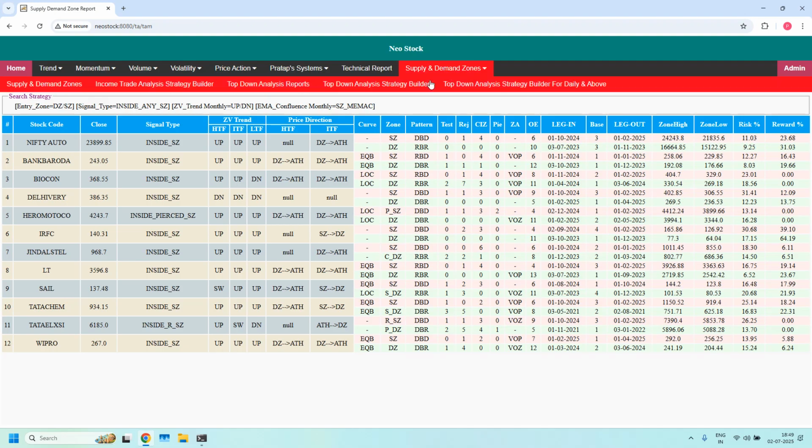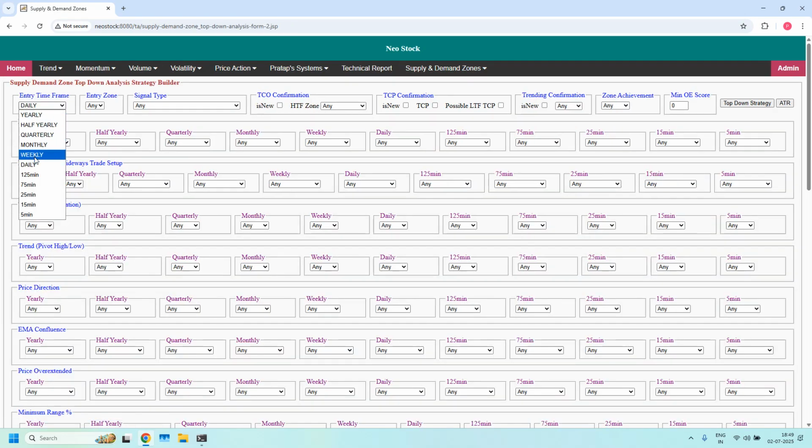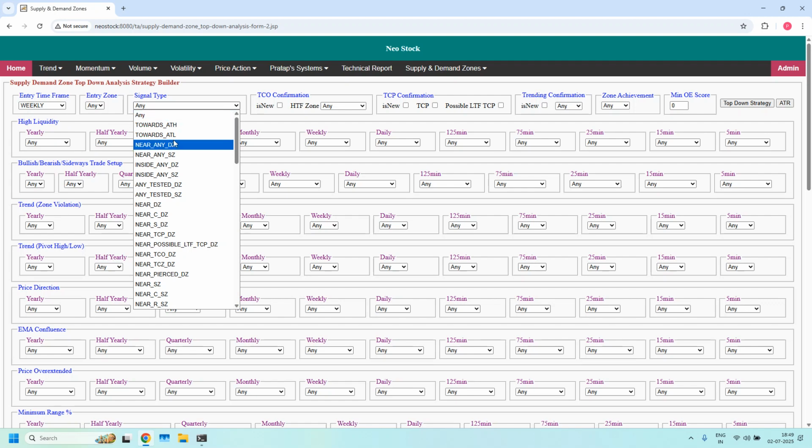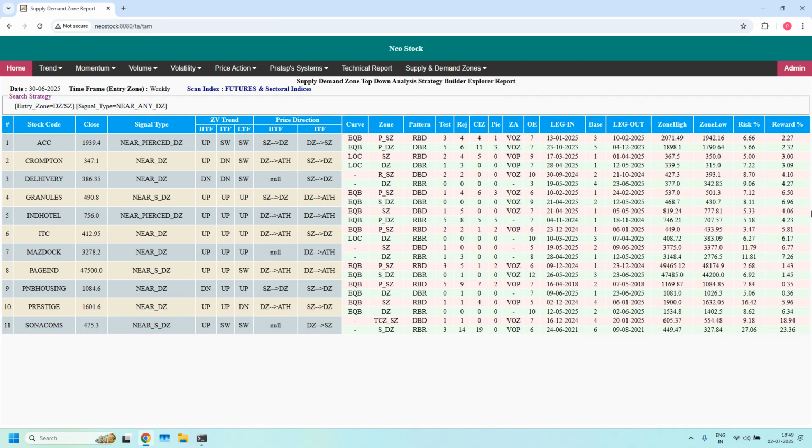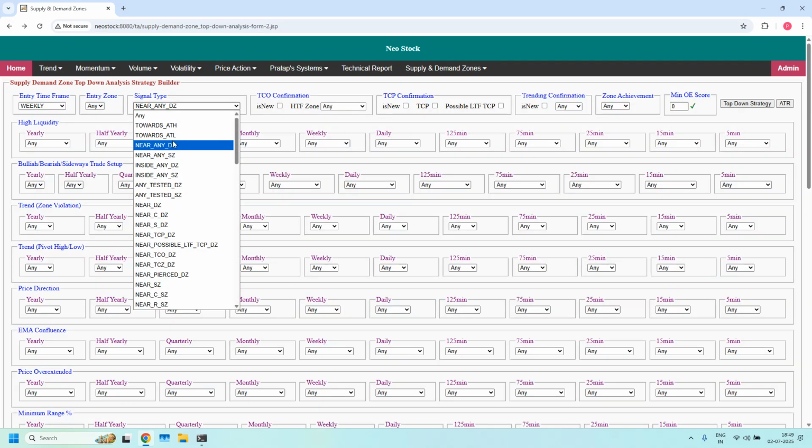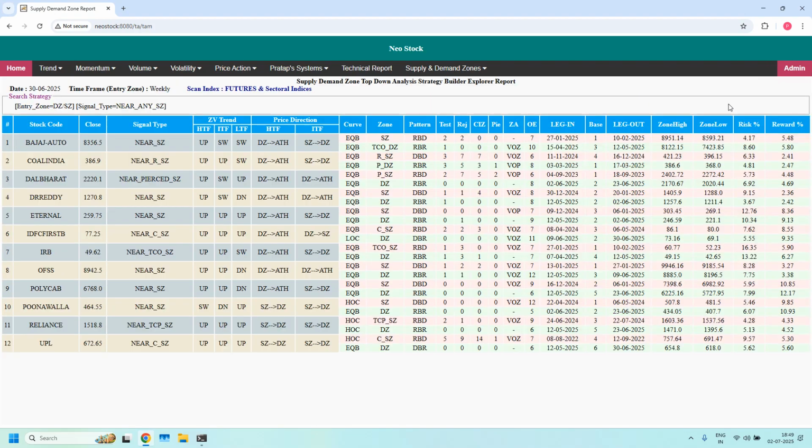Okay, next time frame is weekly. Stocks near to the weekly demand zone. We got 11 stocks. Next, stocks near to the weekly supply zone. We got 12 stocks.